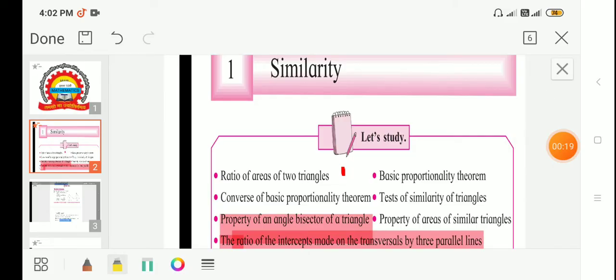Topic number 1, similarity. The following concepts we can study in the first topic, similarity. First concept, ratio of area of two triangles. Second concept, basic proportionality theorem and its converse. Third concept, test of similar triangle. And last one, property of area of similar triangles.